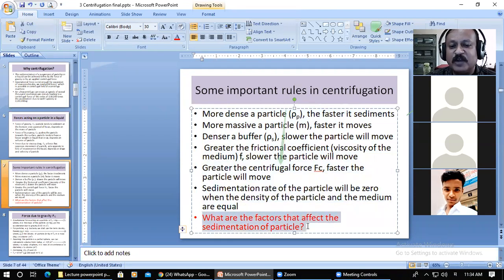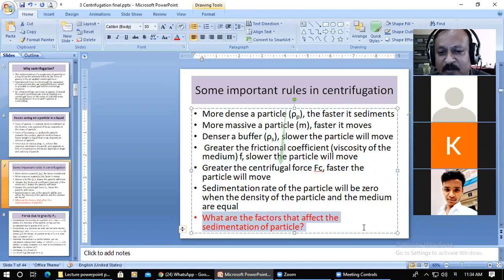That is, what are the different factors that affect the rate of sedimentation of a particle? And that is very important. This may be asked in the exam in whatever form. If it is an objective exam, there will be a multiple choice question. Or it could be size of particle. Yes, size of particle, definitely.